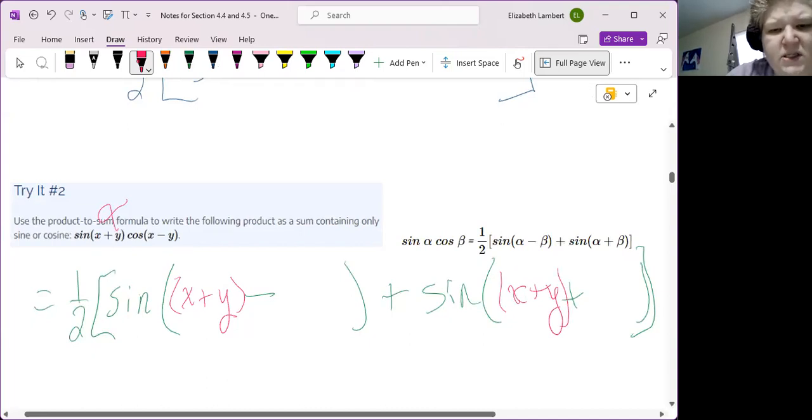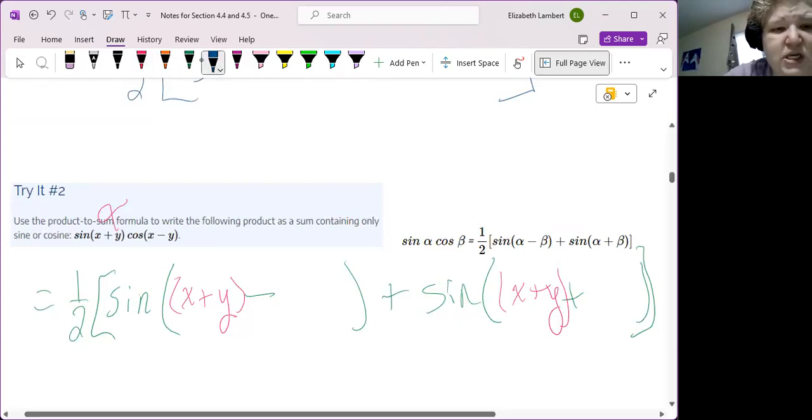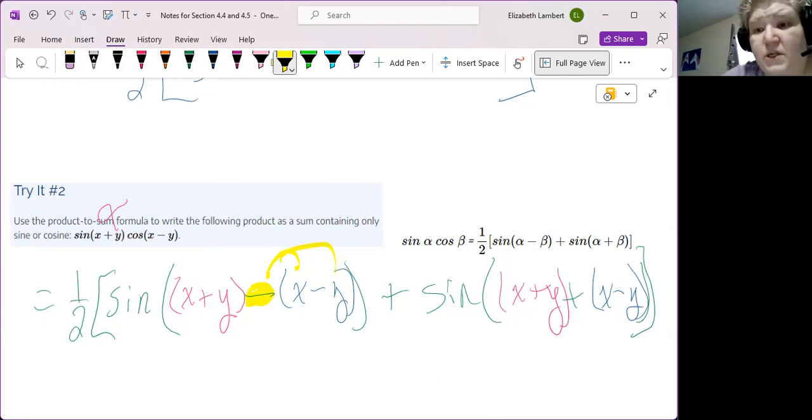So I am using the parentheses around the x plus y because there's more than just multiplication in there, so I want to be extra careful about my substitution. And then cosine had the x minus y. And you see right here, that minus sign has to be distributed through the following parentheses there. So it will matter. It is going to make a difference.